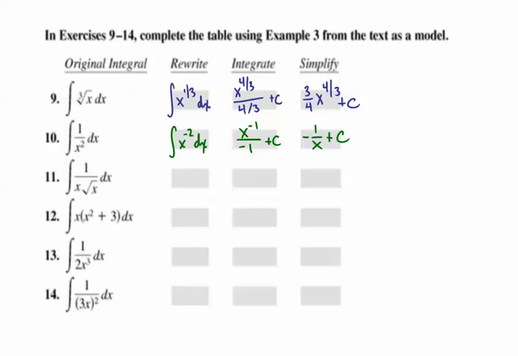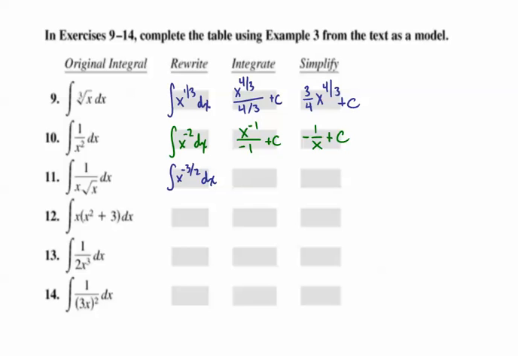Number 11. Well, for this one, we're first going to have to multiply the x times the square root of x. And x is x to the 2/2 power times x to the 1/2 power. And so that would be the same as x to the 3/2 power. Since it's in the denominator, we're going to make that x to the -3/2 power. So that simple rewrite makes it a much easier problem.